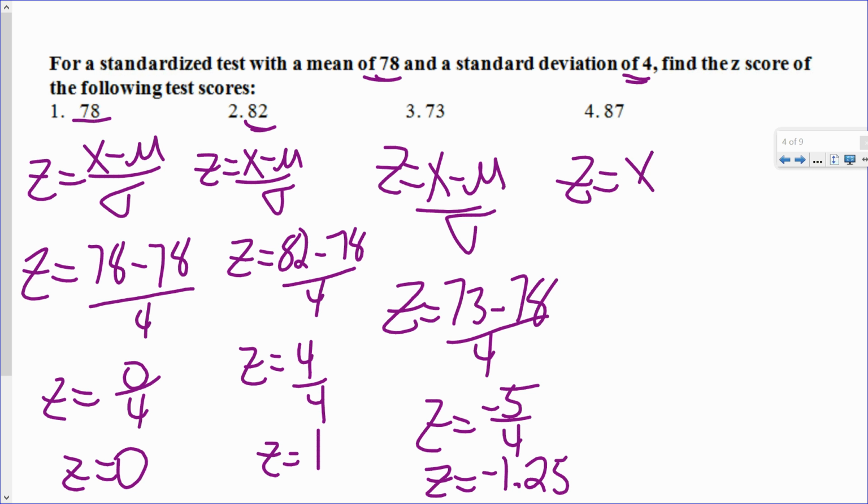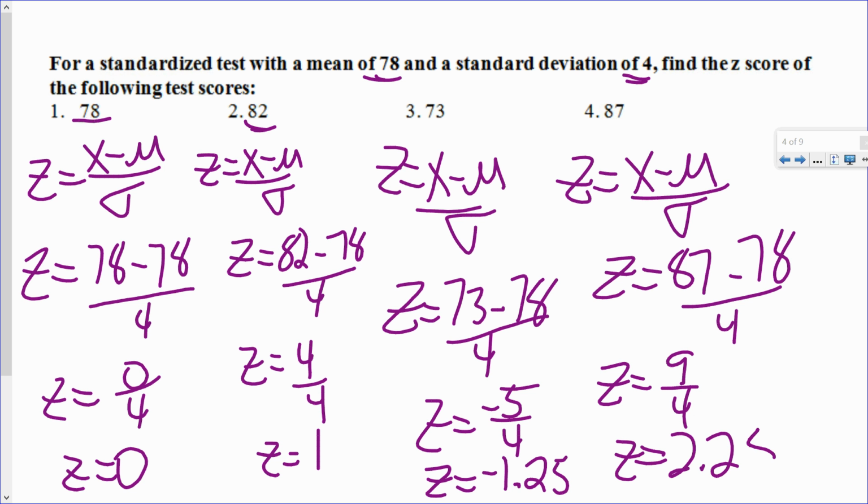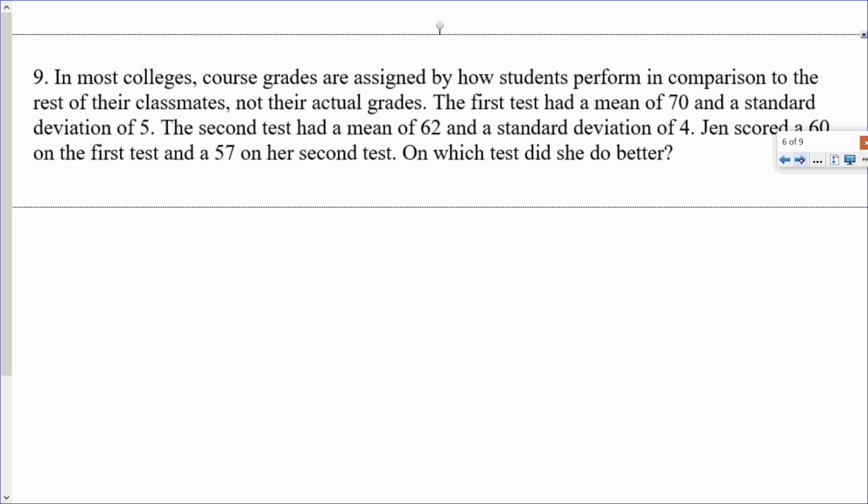Z equals x minus mu over sigma. Z equals 87 minus the mean, which is 78, over the standard deviation, which is 4. That's 9 over 4. That's 2.25. So to find the z-score, it's just substituting into a pretty simple formula. Z equals x minus mu over sigma. This formula is not given to you, so it is something you have to have memorized. This is just more practice. And now this is kind of the application of it.